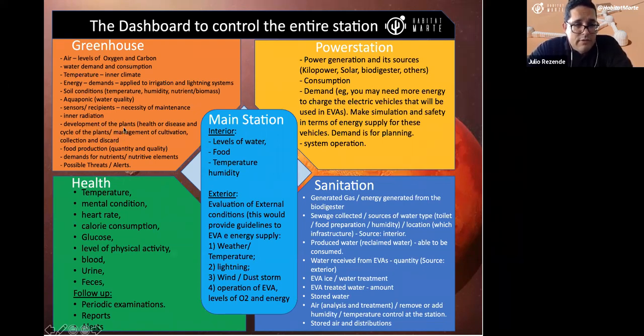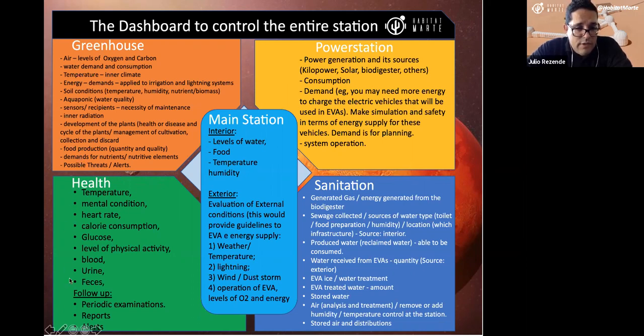In the main station, just remember, we have the kitchen and the chef of the cuisine. He or she likes to know what plants will be available to prepare the meals for the astronauts. So in the main station, we have a great connection with the greenhouse.